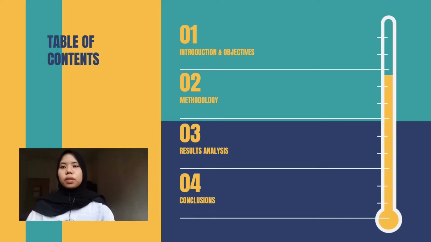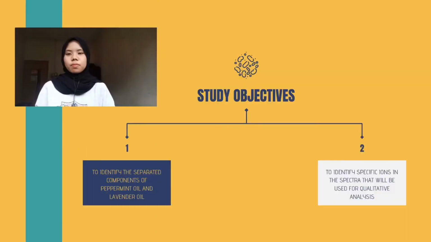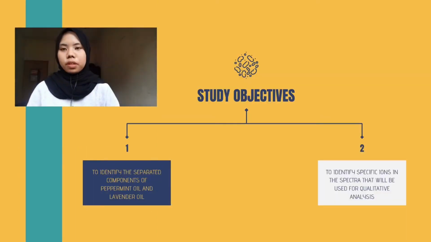The things that will be included in this presentation are: number 1, introduction and objective; number 2, methodology; number 3, result analysis; and number 4, conclusion. The objective for the experiment today is, number 1, to identify the separated components of peppermint oil and lavender oil, and number 2, to identify specific ions in the spectra that will be used for qualitative analysis.